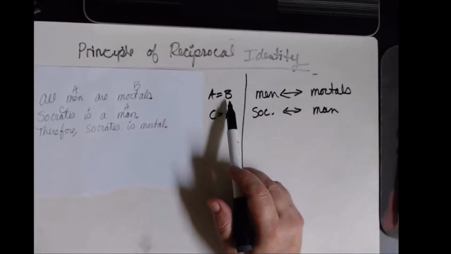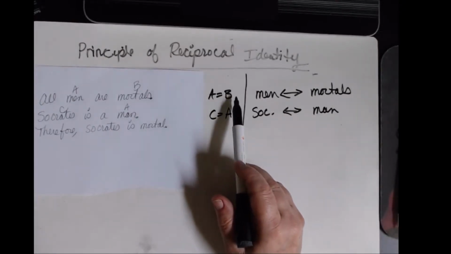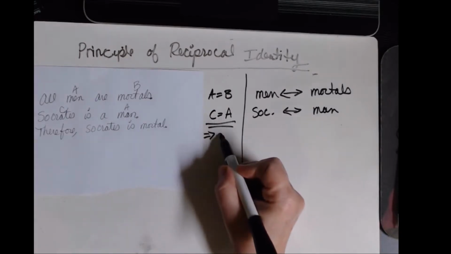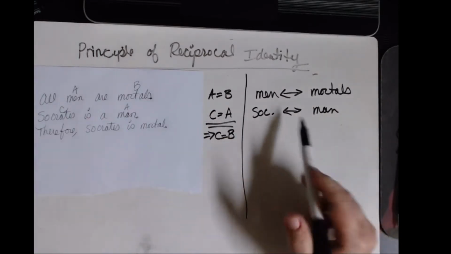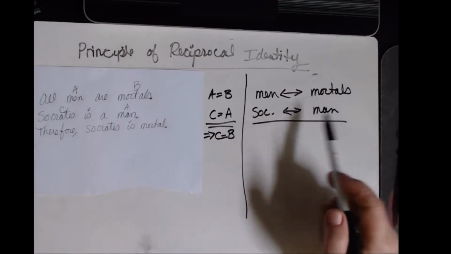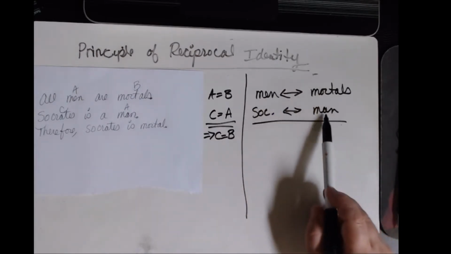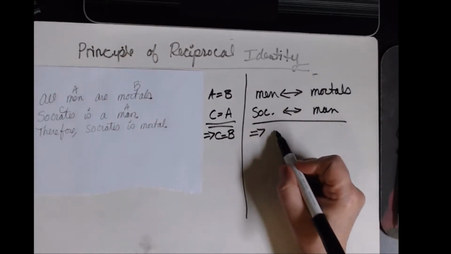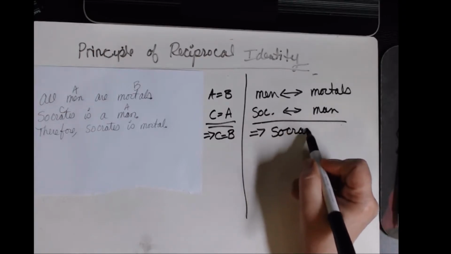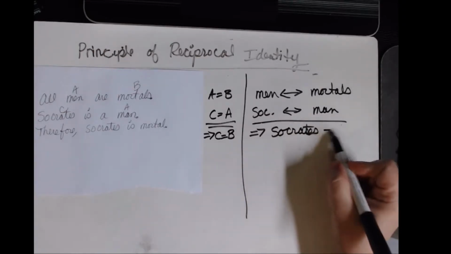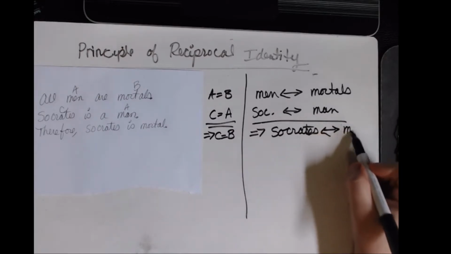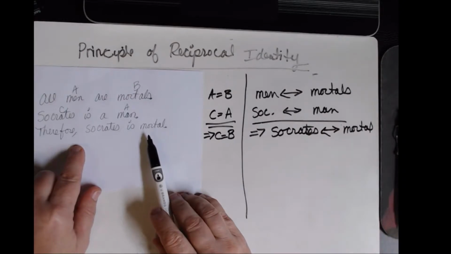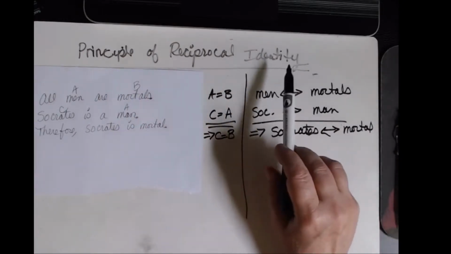Well, let's look at this from a math perspective. You know, if A equals B and C equals A, then you can conclude from that that C equals B. So likewise over here, if men is the same as mortals and men is also the same as Socrates, then I can conclude from that that Socrates is the same as mortal. And that's the conclusion that was made here in the syllogism. So that's called the principle of reciprocal identity.